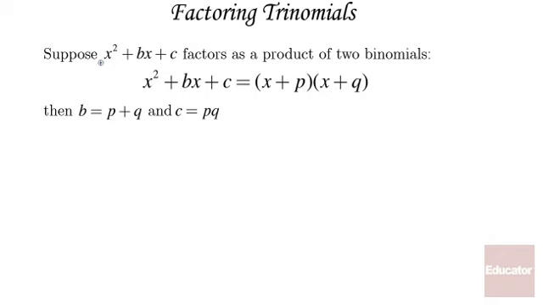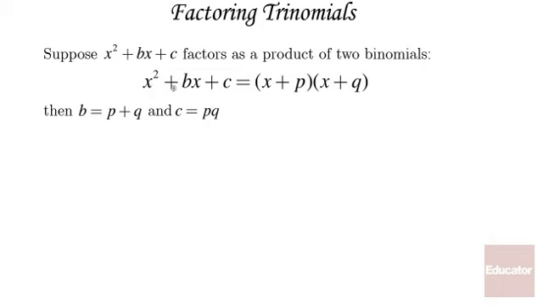If the coefficient is something other than 1, then you need to use a different technique for factoring, and that's covered in the next lesson. So in today's lesson, we're focusing on trinomials in this form. And suppose that you factor that out into two binomials as shown.